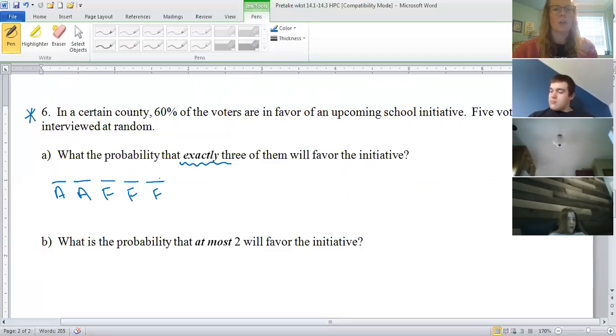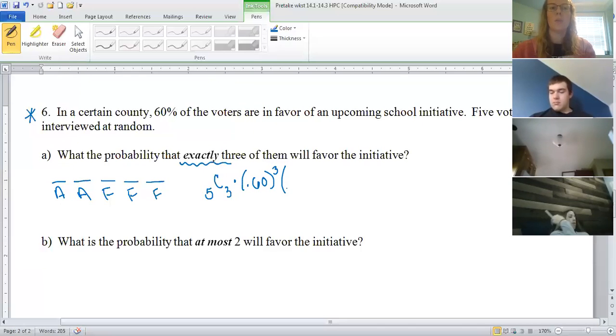So of the 5 people that we're going to be talking to, we want 3 of them to favor it. So there's 5 choose 3. That's the first part of the binomial probability. And then since it's not fair, we have to weigh the 60% and weigh the 40%. So the next part is going to be that 60%. We'll write it as a decimal, and there are 3 people that are going to favor it, so we're going to take that 60% to the 3rd power.